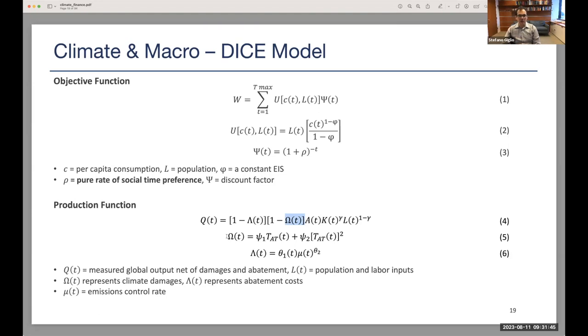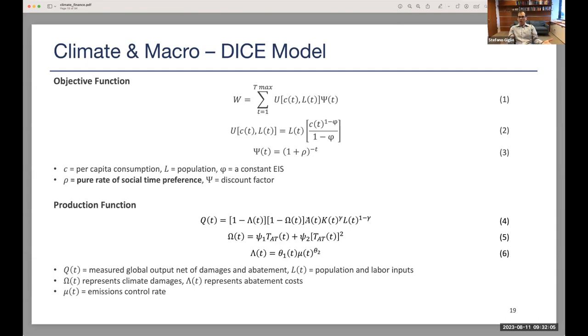Okay, and you can see that this damage function is a function of temperature, right? So there's going to be a climate side of the system. This climate side is driving temperatures around. And when temperatures are particularly high, you see there's a quadratic function here. The damages will hit your production, okay?